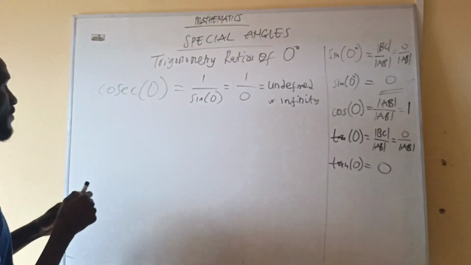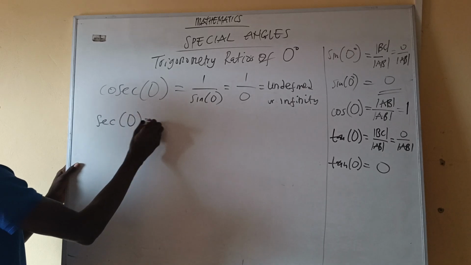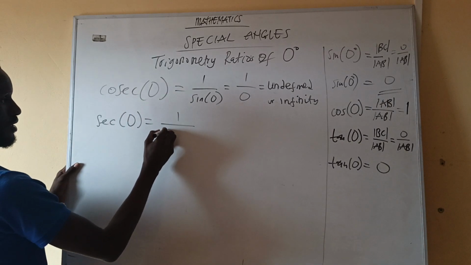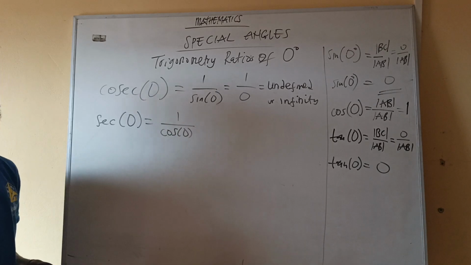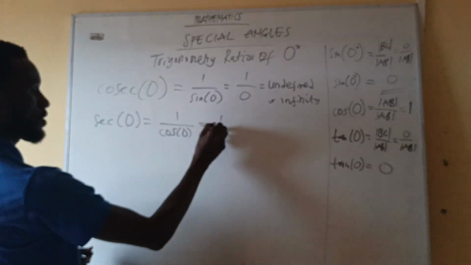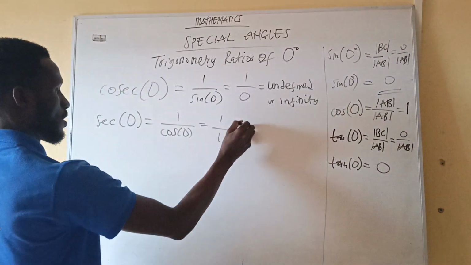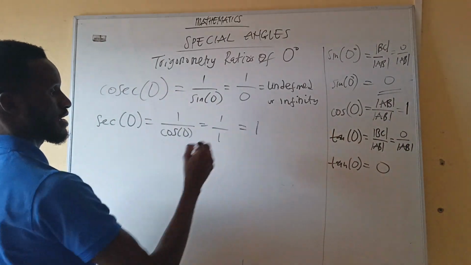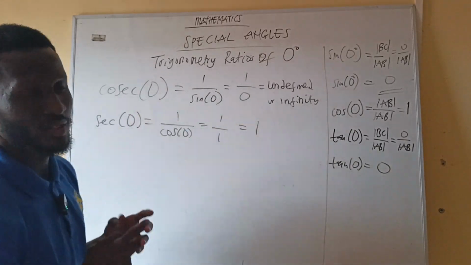Now, let me move on to sec 0. What is sec? Sec is 1 over cos. So we're going to have 1 over, what is cos 0? Cos 0 is 1. So therefore, sec 0 will also give us 1. Now this top up is for relative math student.